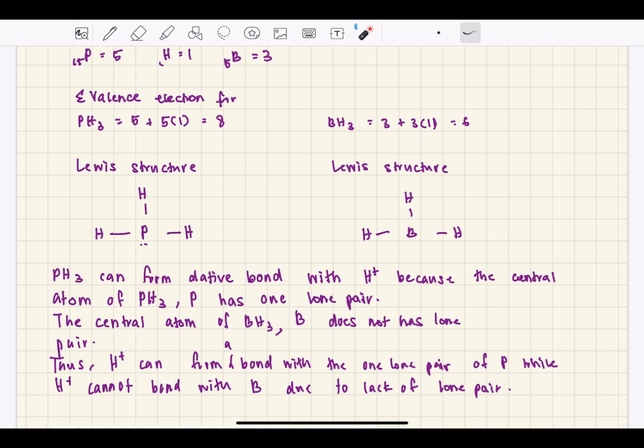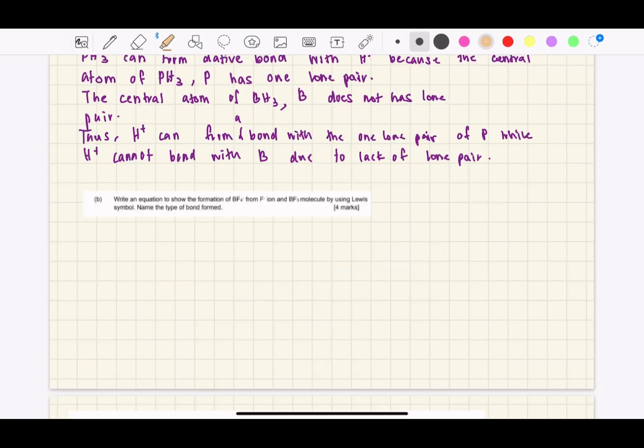PH3 can form a dative bond with H plus because the central atom of PH3, phosphorus, has one lone pair here. The central atom of BH3, boron, does not have a lone pair. So H plus can form a bond with the lone pair of phosphorus, while H plus cannot bond with boron due to the lack of a lone pair. Because here it's already full, so H plus cannot bond with it.